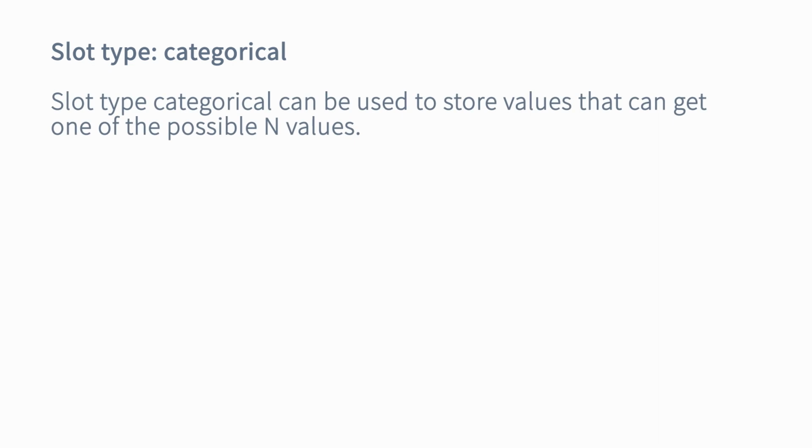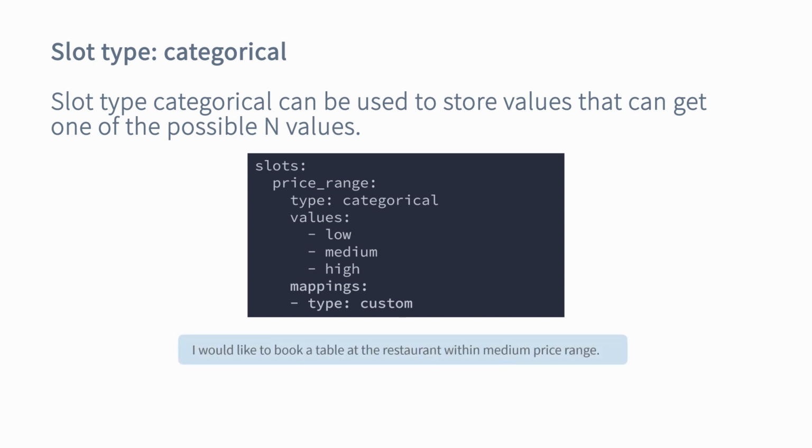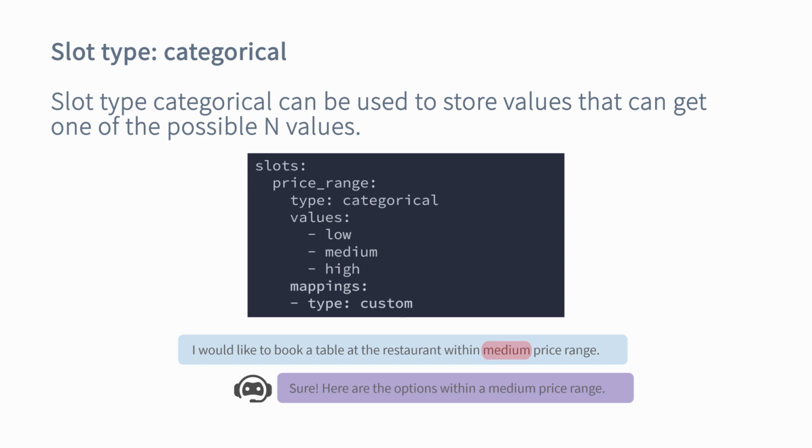For boolean slot, it's actually the value that will influence the conversation if the slot is configured that way. Moving on, the next slot type available in Rasa is a categorical slot. Categorical slot is perfect to store the values that can get one of possible n values. This slot can also influence the conversation, and here again the value of the slot will be the important piece that will influence how the conversation goes. A very simple example of how the slot can be used is a restaurant booking assistant. The user would like to get a table in a restaurant that is within the medium price range. Assistant extracts the detail as a slot and uses that to make the search a little bit more specific.